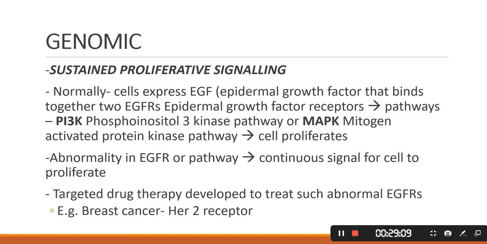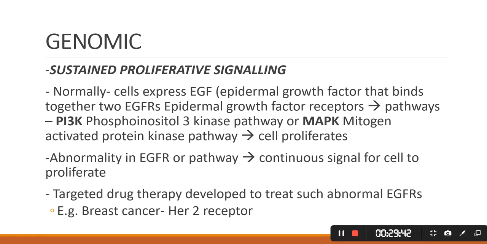Now, where can abnormality happen? Either in the growth factor receptor or in the pathways. Because of the abnormality either in the receptor or in the pathway, there will be a continuous signal for the cell to proliferate, right? So if you want a cell to divide continuously, you either mess with the receptor or you mess with the pathway. And if you have messed with any of these, the cell is going to get a continuous signal to keep on multiplying, to keep on proliferating, right?